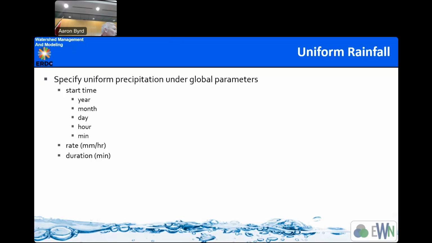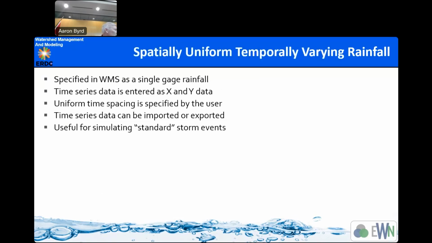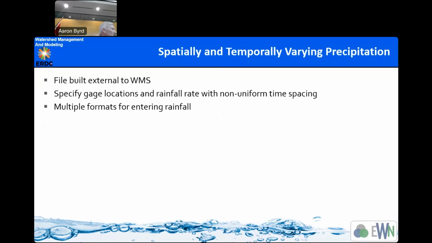With the uniform rainfall, I think we've been through that. You've done it, so you know how it works. We'll skip that one. Spatially uniform, temporally varying rainfall. So that's the single gauge with the XY time series. You specify that time series, and typically you go through and pick one, like a Pearson type 2 or whatever. And so then those are standard storm events that a lot of times are requirements of a project to run. You must run the 50-year, 24-hour storm event or whatever. And that's useful for that.